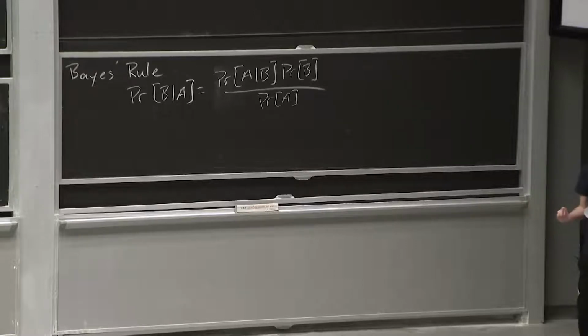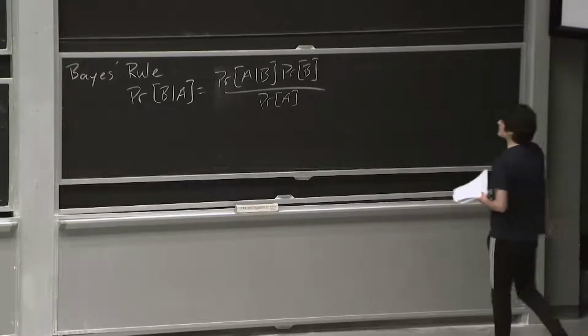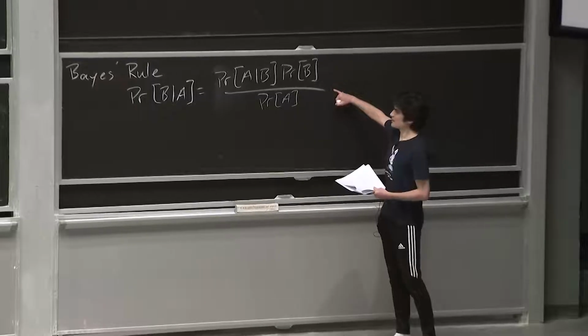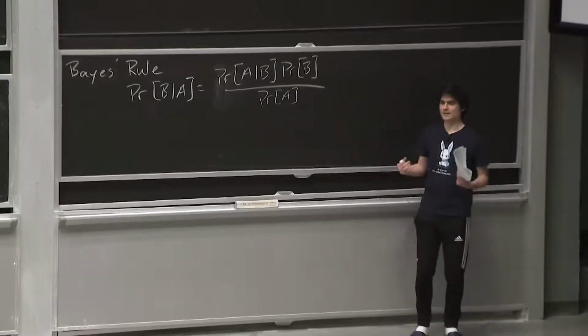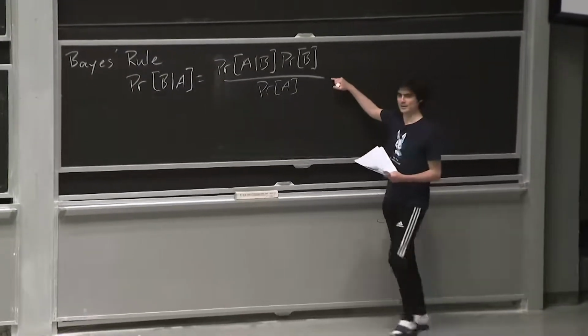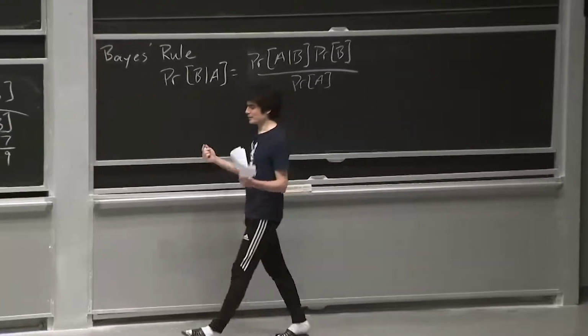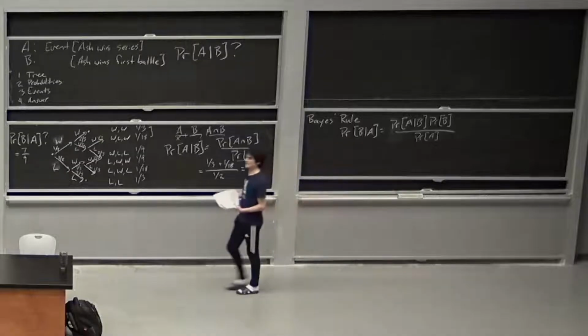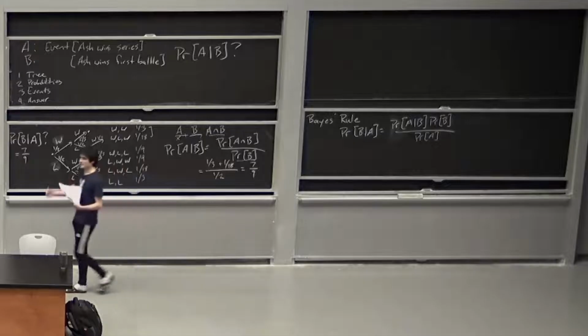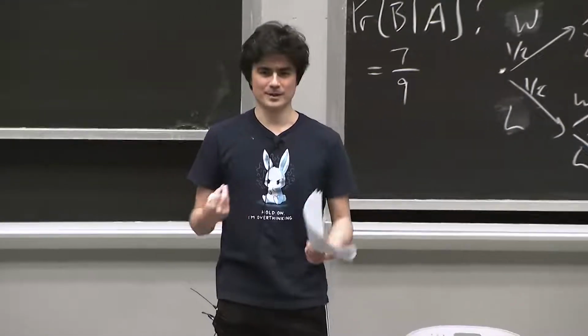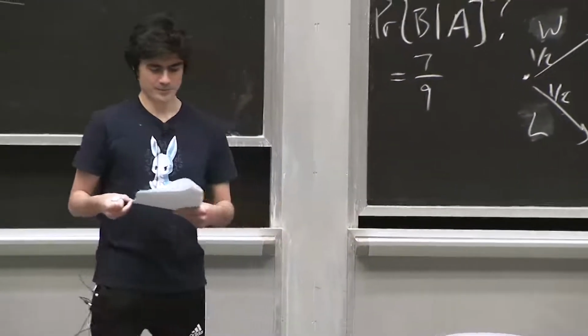Does that make sense? But it can often be useful, even though it's not really saying anything new, to think about it in this way. Okay? If you want to reverse the direction of an inference, you want to multiply by the quotient of the two probabilities of the events that you care about. Okay?